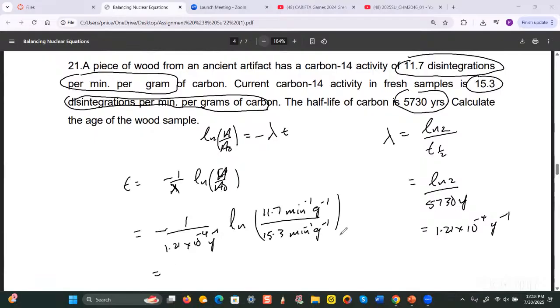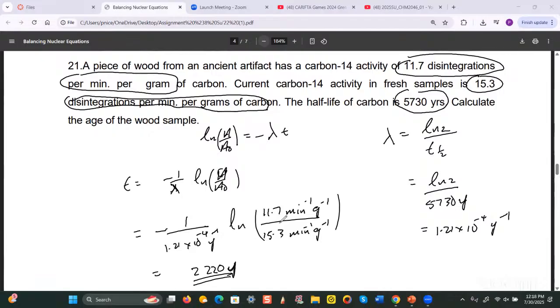According to my calculation, when rounded off to 3 sig figs, the answer is 2,220 years. That's according to my calculation. So that would be the age of the particular artifact.